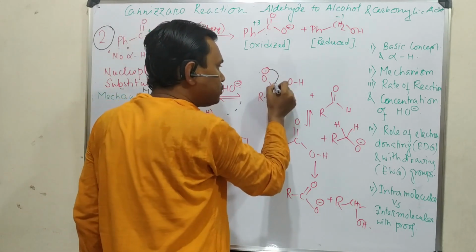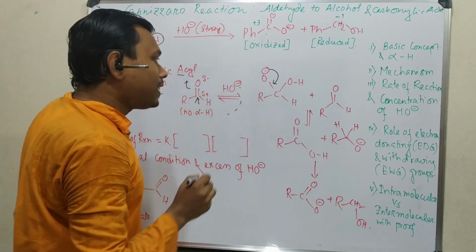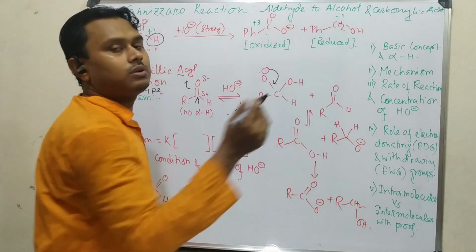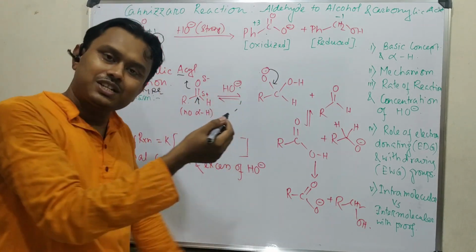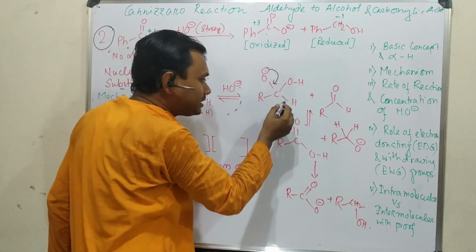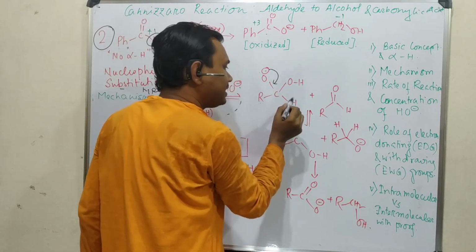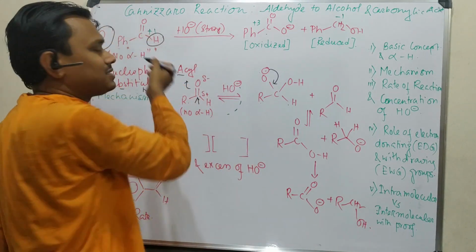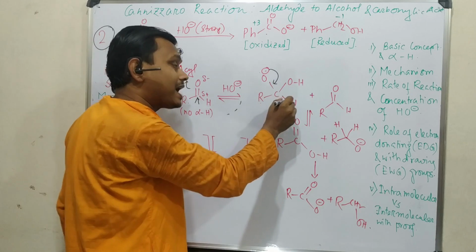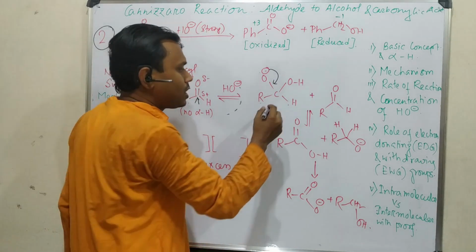Fine. Here this O- will push its electron. And what will happen? One chance is that OH will leave. That is a simple reversal, so no conversion. As I told you, it's a reversible reaction, that will definitely happen. Another chance is that there is R and there is hydrogen. R means an R with no alpha hydrogen, you can consider phenyl. But among these two, hydrogen has the greater migratory aptitude.